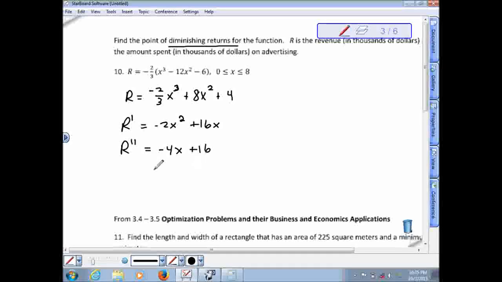Now this is going to equal 0 when x is equal to 4. Now first let's just check that's in the specified domain. X can be anything between 0 and 8, where 8 is in thousands. These are in thousands of dollars, so this represents a value of $4,000.